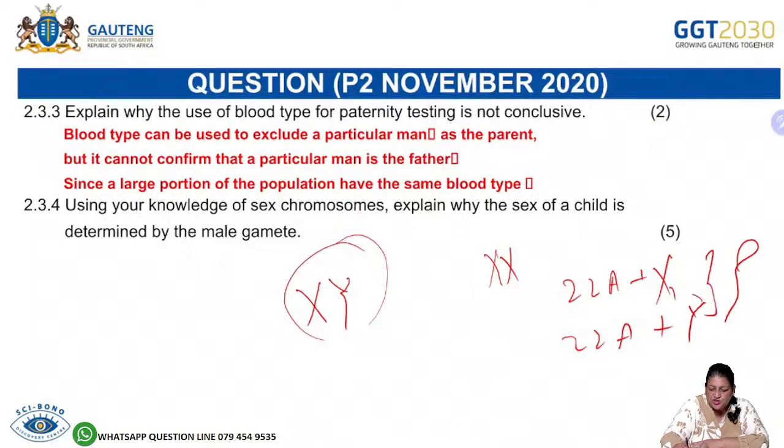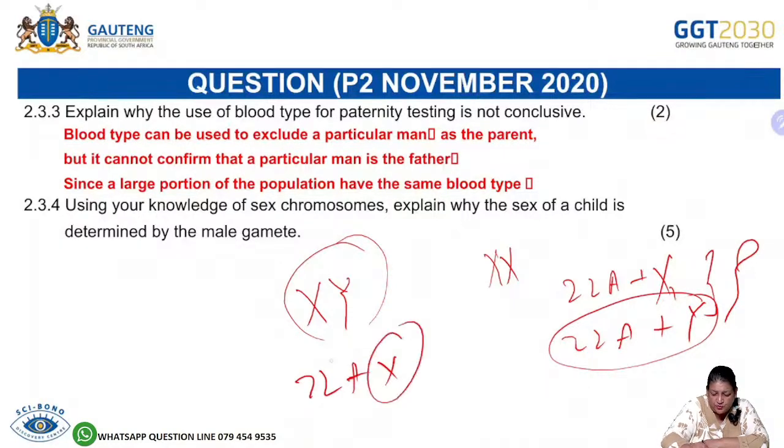So the sperm cell with the Y must fertilize the ovum with the X, and the ovum always carries an X. So here you're going to get 22 plus 22, 44, and X and Y, and that gives you a boy child. So it is the sperm cell that determines the sex of the child.